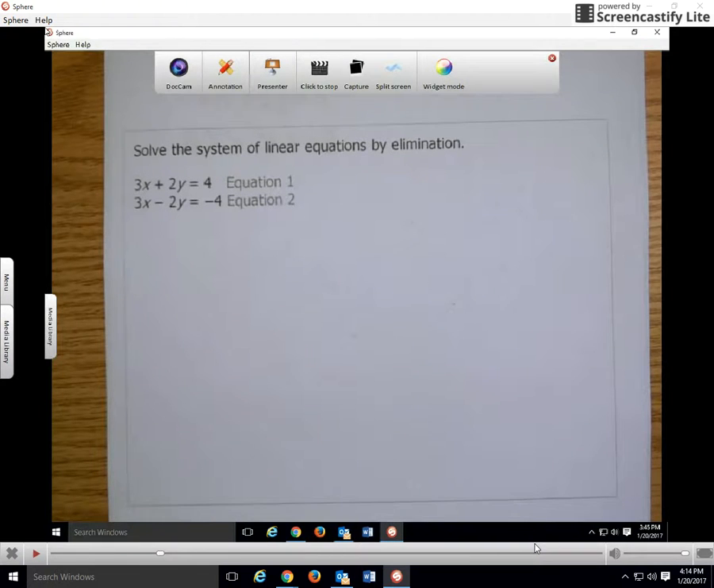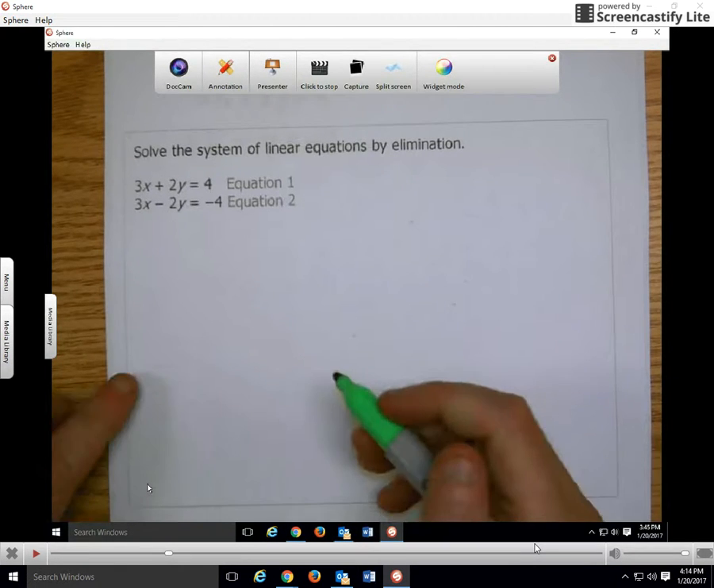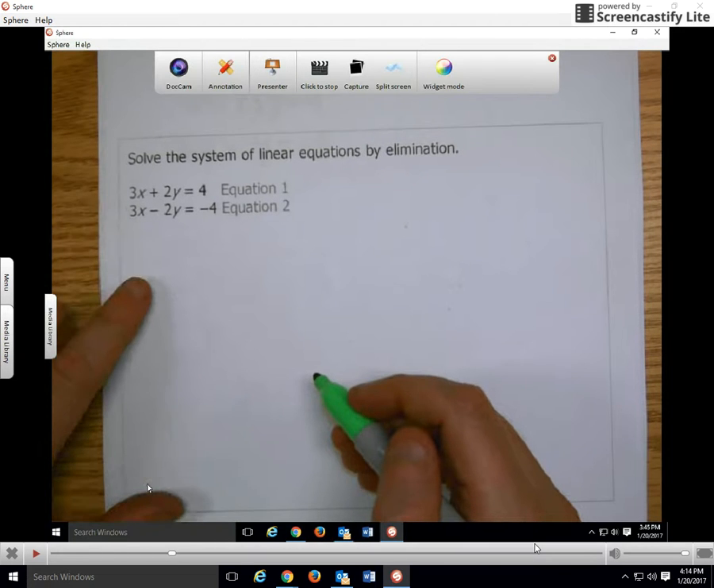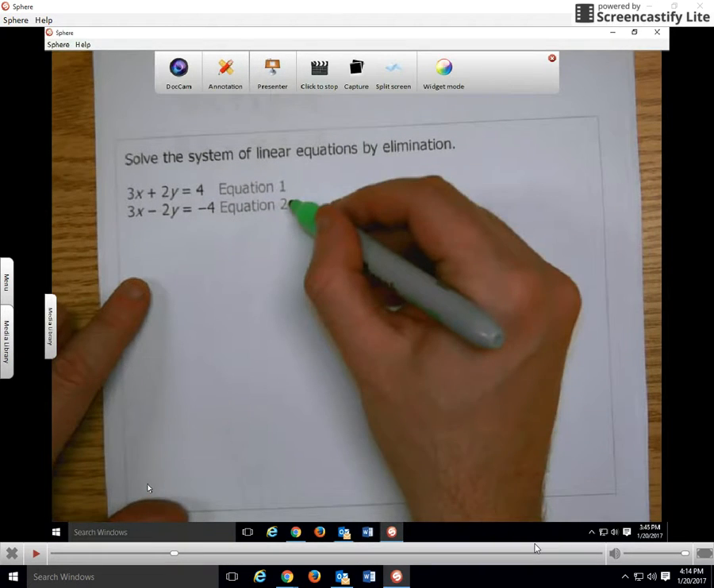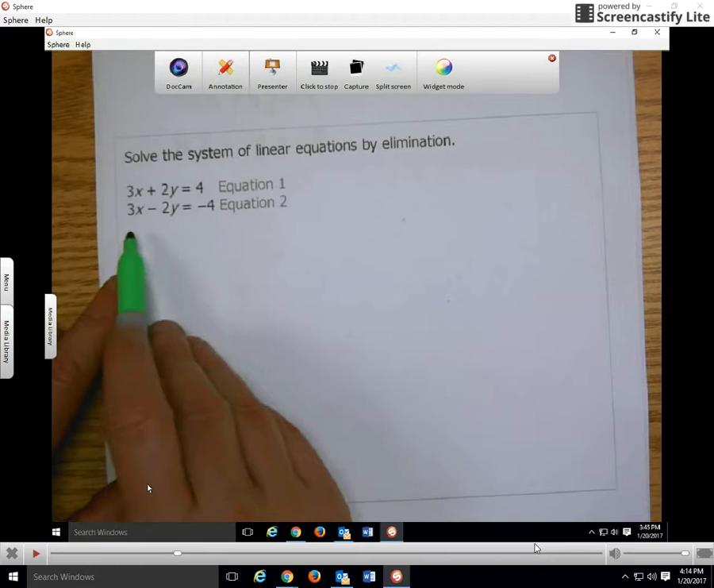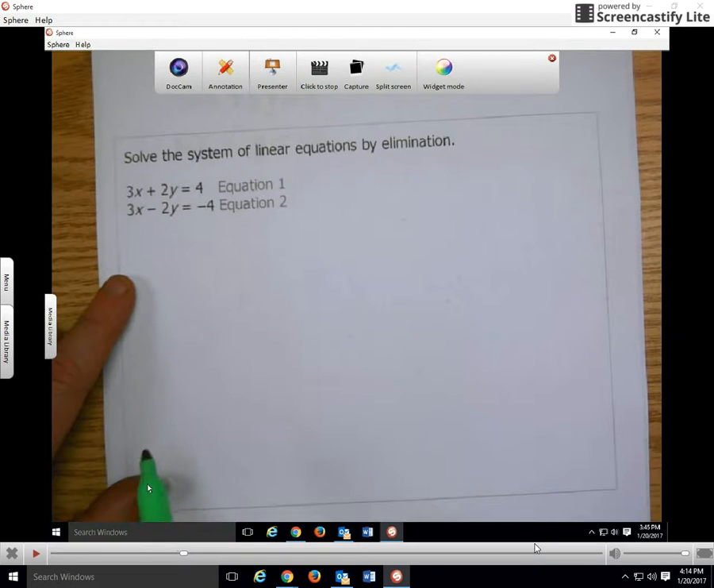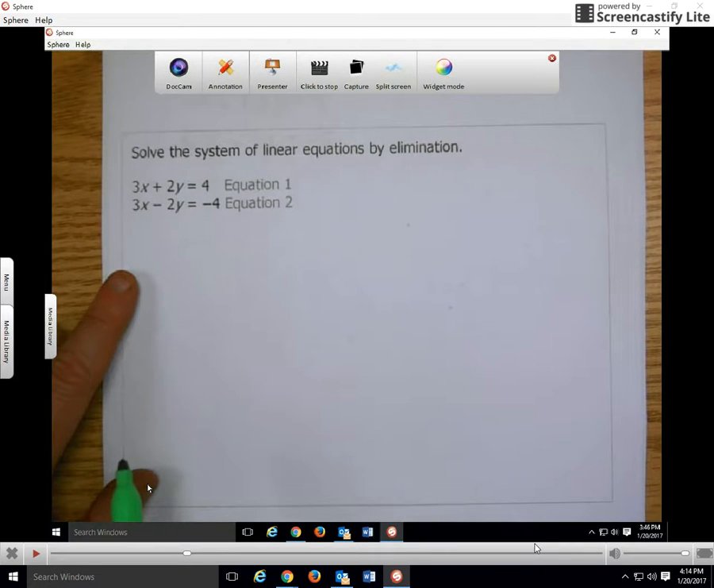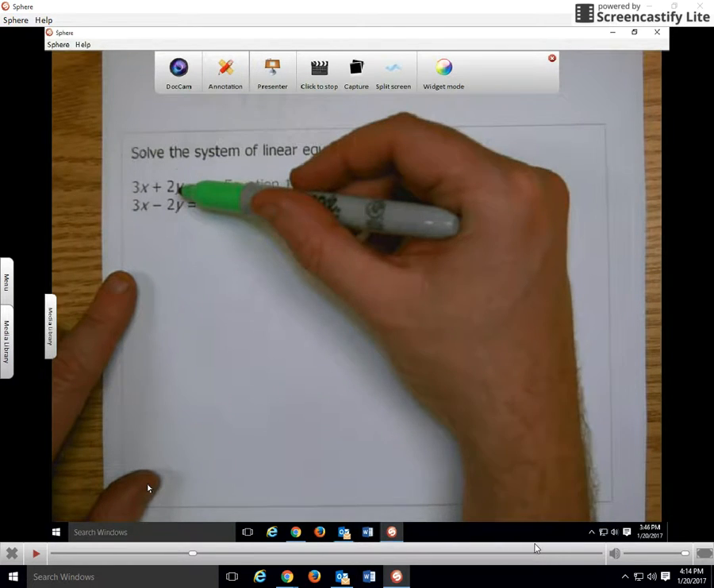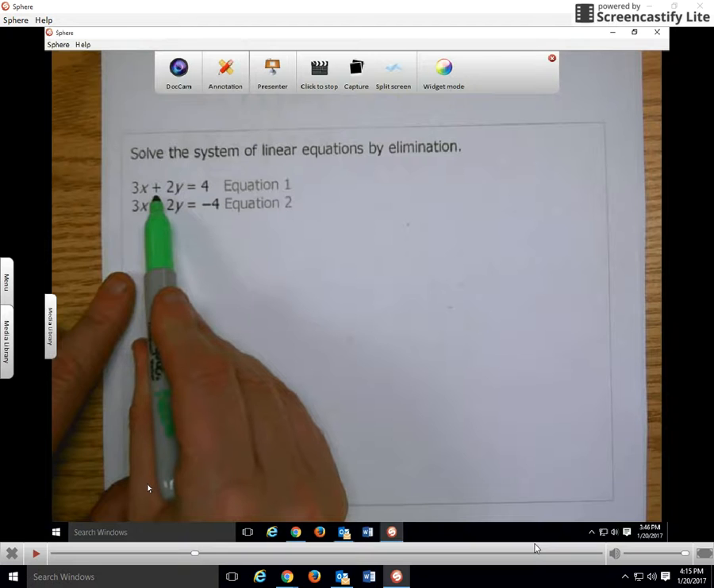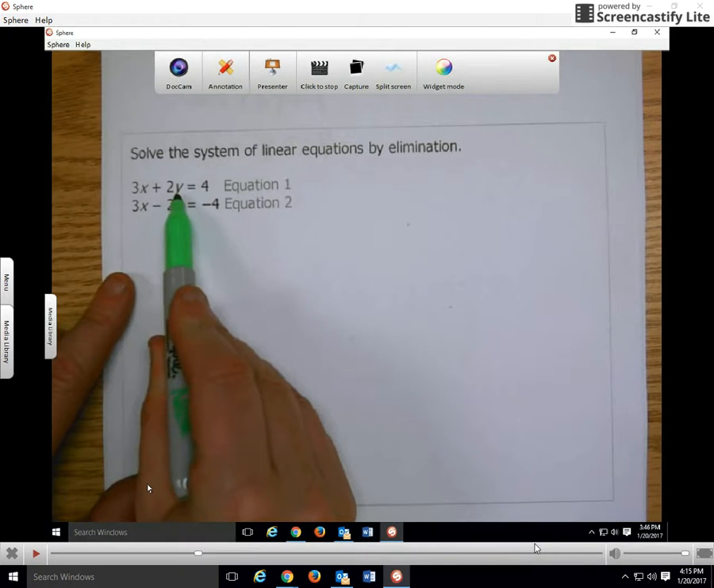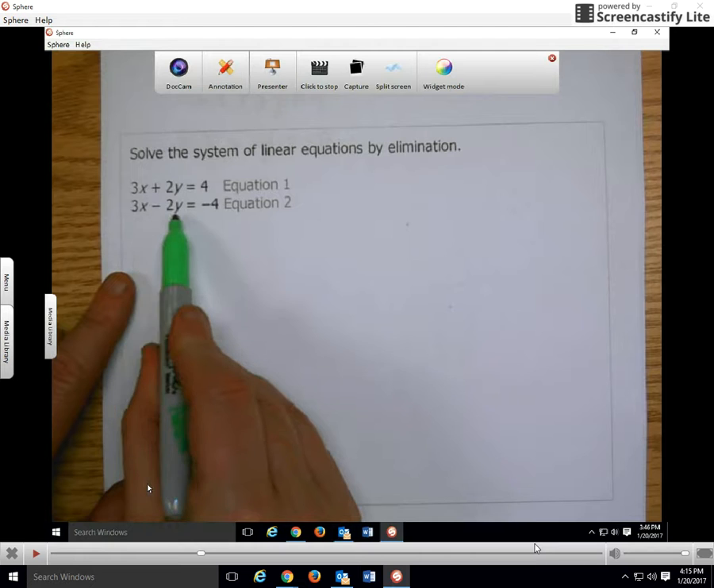Looking at this first one, it says solve the system of linear equations by elimination. We could get the answer by graphing, of course, or by substitution, but it's saying elimination. Actually, I find this to be the easiest way to do it myself. We have two equations here, and just observe them. What's the same about them? What's different about them? Well, one observation is that the center term, 2y, has its opposite, a negative 2y, underneath.